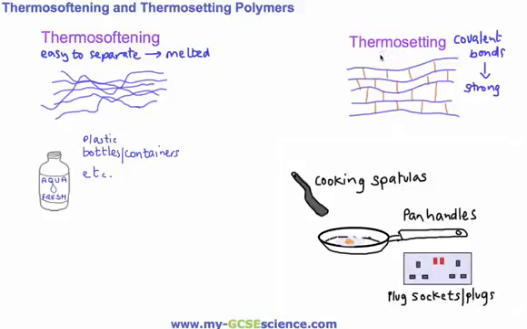Thermosetting polymers cannot be melted and remolded, whereas thermosoftening ones can be melted and can be remolded. And that means, again, for recycling, that's really good. But for these, once they are made, once the cross linkages or the covalent bonds are there, that's it. You can't actually melt them anymore.